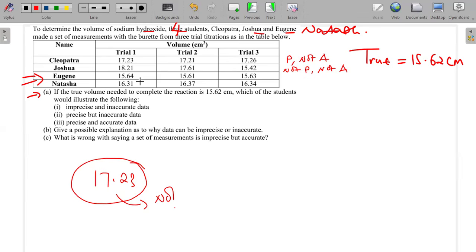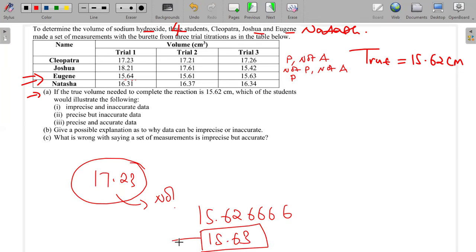Okay, what about Eugene? Eugene, it's 15.6 something, all of them. So we're going to say they are precise. Okay, but are they accurate? Let's find the average. So it will be 15.64 plus 15.61 plus 15.63. Then I divide by 3. So the answer that I'm getting is 15.6666. So I just round it off to 2 decimal places. I get 15.63 like that.